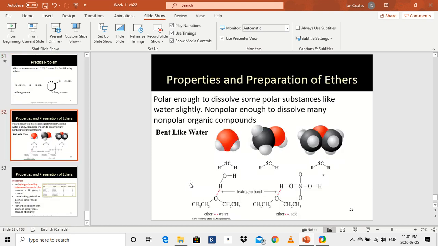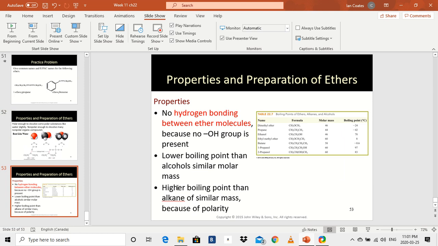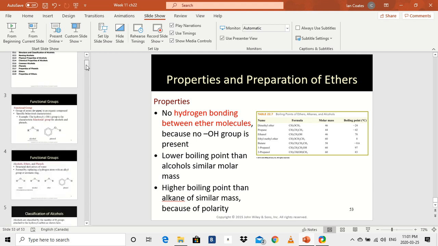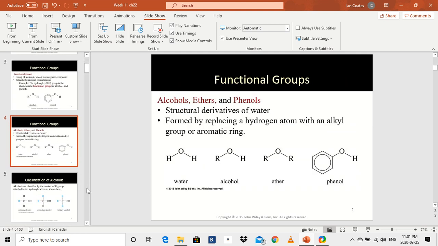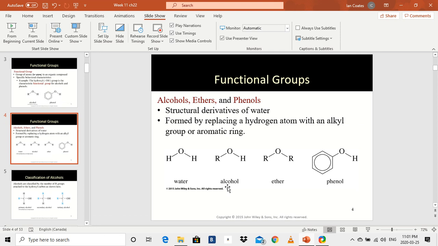Properties and preparations of ethers. Going back to our original slide, ethers are bent like water. You remember how alcohols were bent like water? Remember that first slide? This is slide 53. Let's go all the way back up here. Right here. See how these are all bent like water? And yes, water will go into water. Funny enough. Alcohols will go into water.